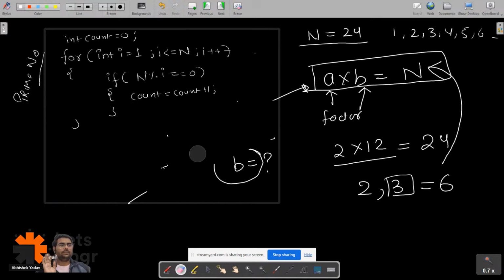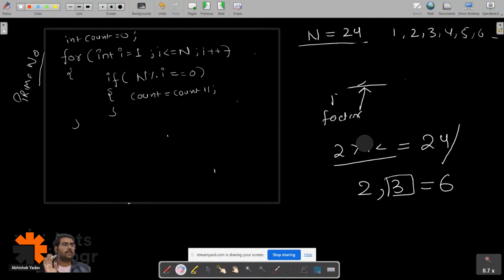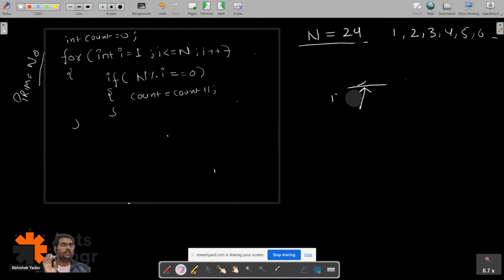So here, let's try to do some observation, right? So basically, what will happen, guys? Your for loop will run from 1 to n. So first, the value of i is what? 1, right? 1. So guys, can you tell me what will happen? It will go inside the body of the for loop. It will go here in the if condition. And here 24 modulo 1 is equal to 0. Yes, 1 is a factor of 24.